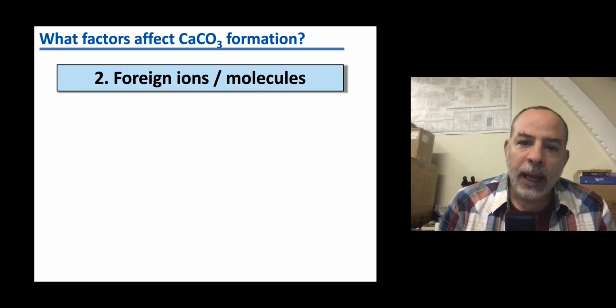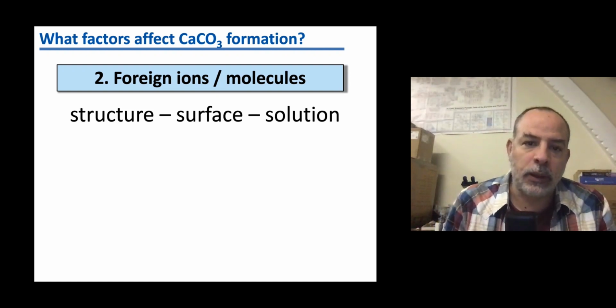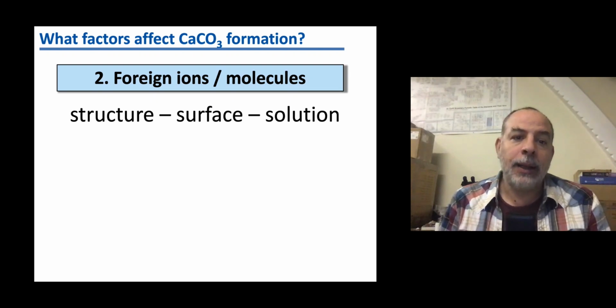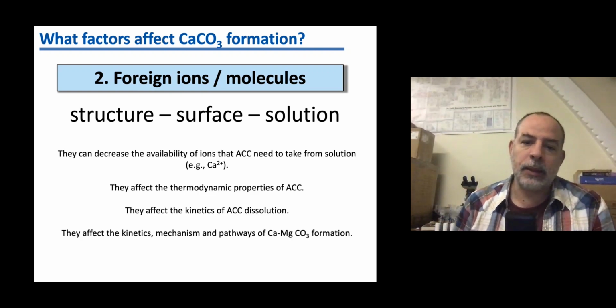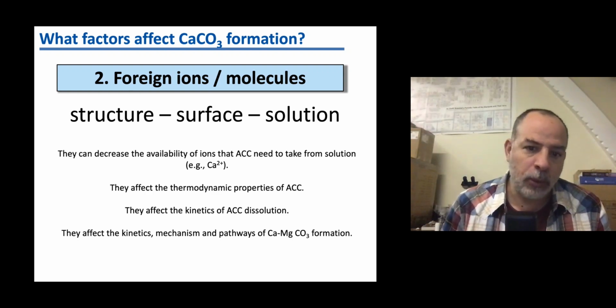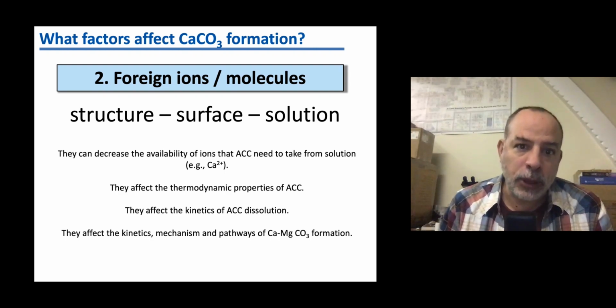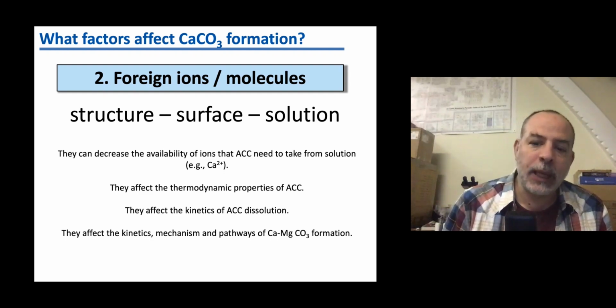Second factor, foreign ions and molecules. These ions and molecules can sit on the surface of the amorphous and crystalline phases, and also can sometimes enter into their structures. So when these ions are in solution, they can decrease the availability of other ions that amorphous calcium carbonate needs to take from solution. For example, they can decrease the availability of calcium, and that can affect the properties of the amorphous calcium carbonate, and therefore the kinetics of dissolution and transformation into crystalline carbonates. Therefore, these ions are very important because they affect the kinetics, mechanisms and pathways of calcium magnesium carbonate crystallization.